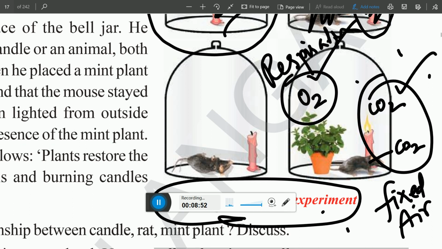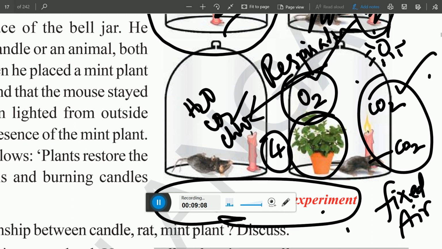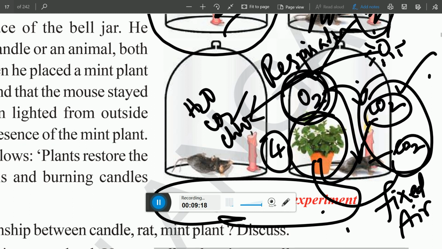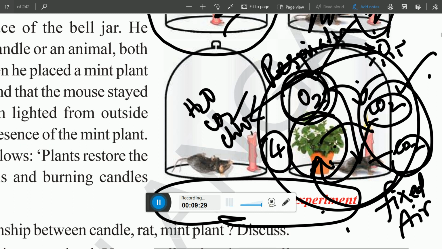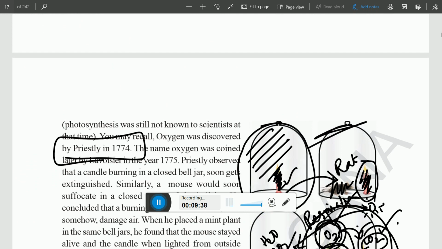But by this experiment, what we can infer is that plants, when kept under sunlight, with factors like water, carbon dioxide, chlorophyll, and the sunlight available, produce oxygen gas, and that will be supplied to the candle and rat. In turn, this carbon dioxide will be taken by the plant. So what will happen here? Photosynthesis will help give life to the rat and keep the candle burning. Then we can assume from this, these experiments were conducted by Priestley, so that he is called the father of oxygen.